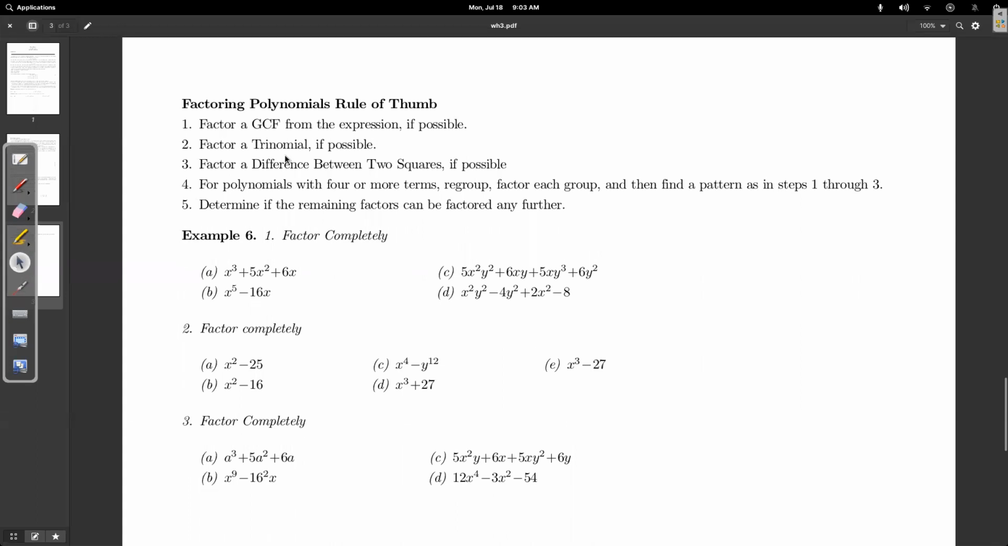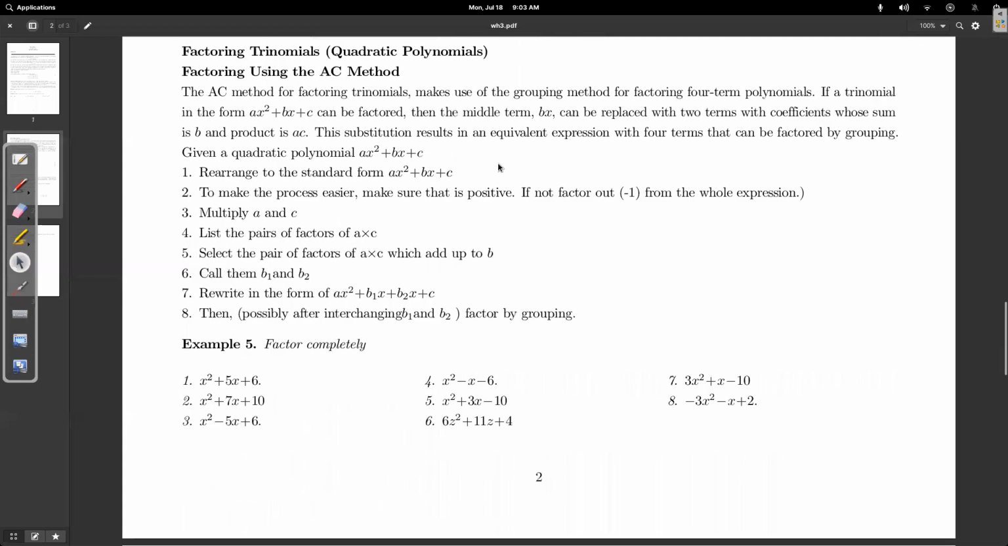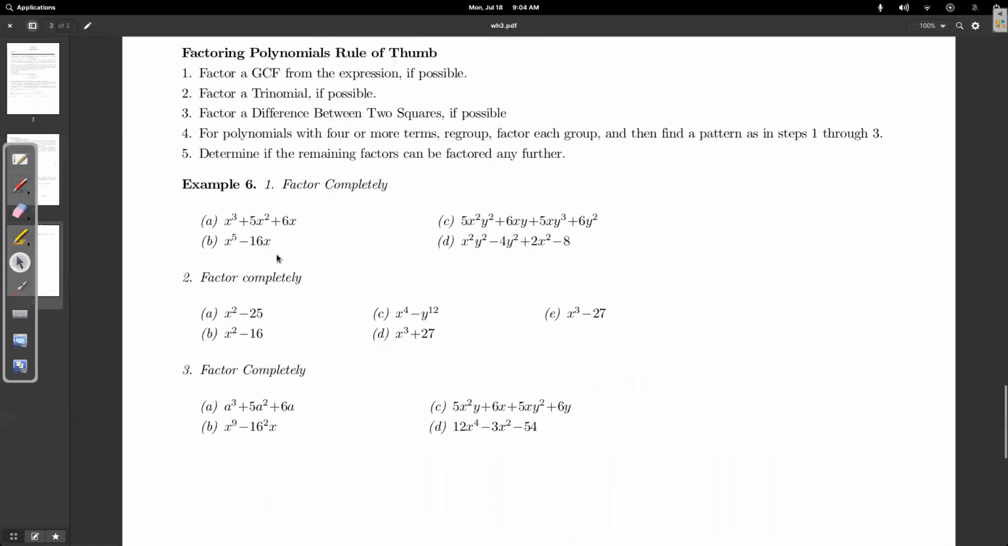If it has 2 terms, you use one of these formulas. If it has 4 terms, you try to factor using the grouping method. So when you factor a polynomial, we always first try to factor out a common factor. If there is a common factor, you start with that. Otherwise, you go with another method.